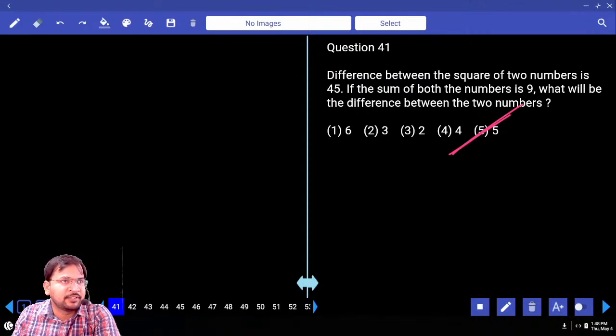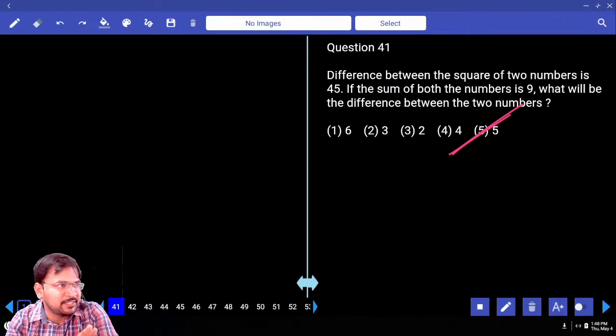Shall I go for the next question? A square minus b square is equal to 45. A plus b into a minus b is equal to 45. So 9 into a minus b is 45, and 9 5 times is 45, so a minus b is equal to 5.